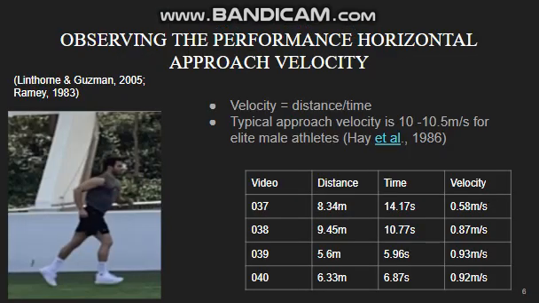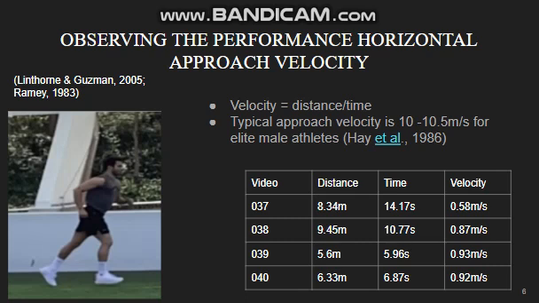So moving on to observing the performance, the horizontal approach velocity. So it's the foundation of jump performance. According to Hay, Miller, and Canterna 1986, elite male athletes typically achieve approach velocities between 10 and 10.5 meters per second. In my performance, my velocity was approximately 0.9 meters per second, so indicating a substantial discrepancy, but also consistent effort across attempts.